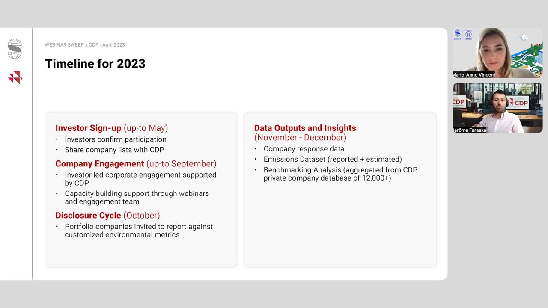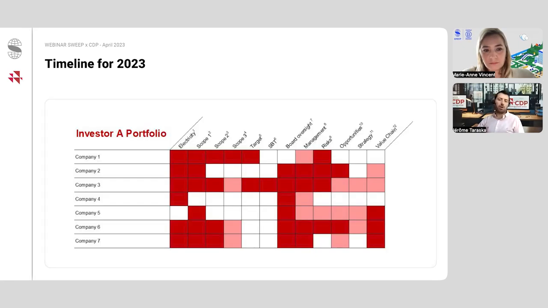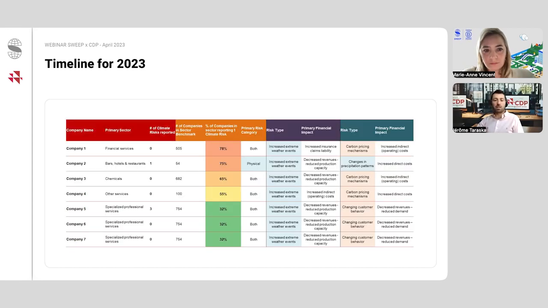And this is an example of a portfolio analysis that can be extracted from such a thing, as well as, on the next slide, a more detailed analysis, especially on risks. It's often important for companies to understand, okay, what are my peers facing in terms of risk? Is it more transition risk, physical risk? If it's physical risk, what are they?